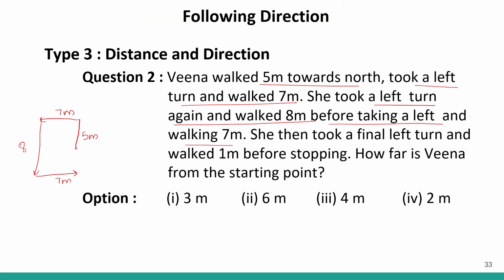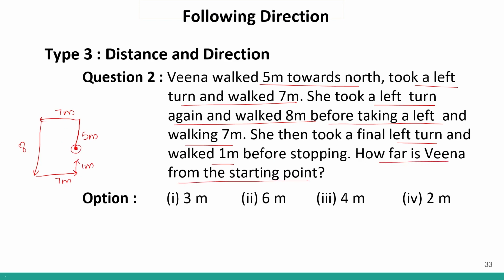So she'll come again back in line with the starting point. Then finally she took a left turn and walked 1 meter. So left and then again walked 1 meter, right? And then she stopped. So how far is Veena from the starting point?